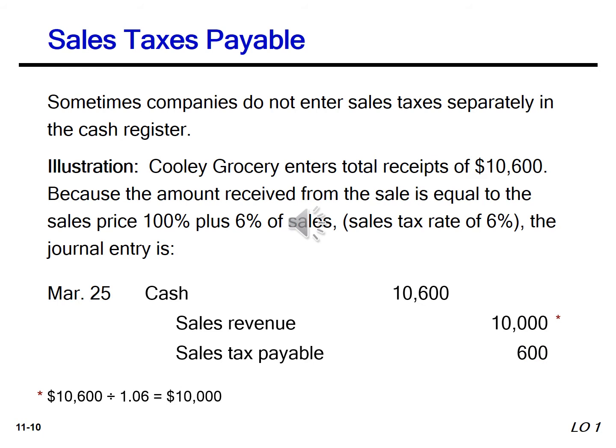Some companies do not enter sales taxes separately in the cash register, and this illustration shows how it's recorded in that case. Cooley Grocery enters total receipts of 10,600 because the amount received from the sale is equal to the sales price 100% plus 6% of sales, which is the sales tax rate of 6%. The journal entry in that case is cash debit 10,600 and credit sales revenue 10,000 and credit sales tax payable $600.